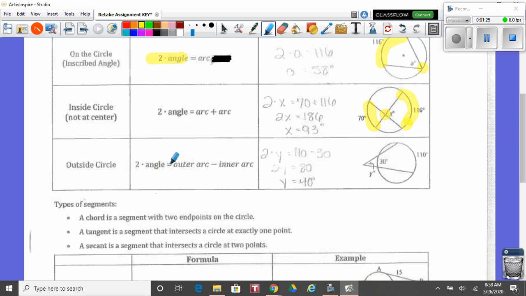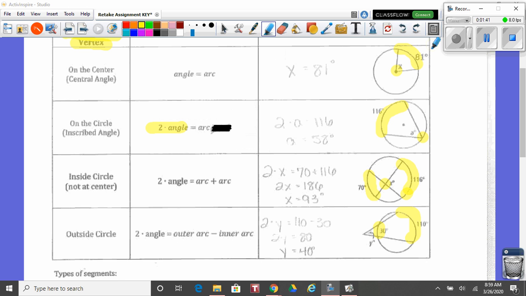The final one is whenever it is outside. Similar to the one right above, this one is 2 times the angle, and this time it is the outside arc minus the inside arc. So those were our 4 types of angles that deal with the arcs in these circles.